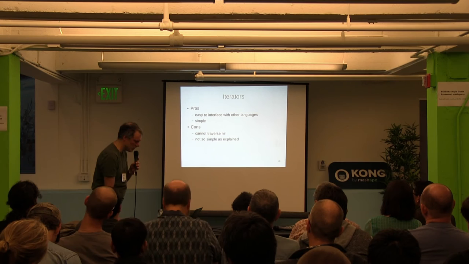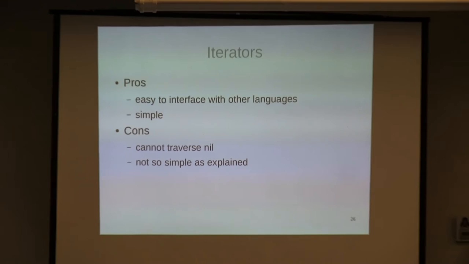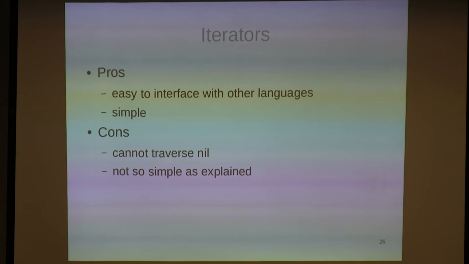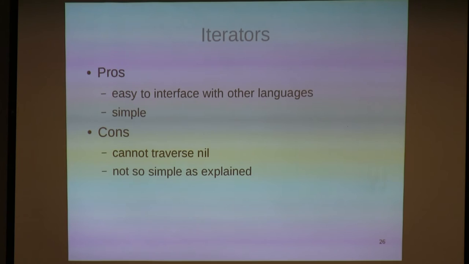Again, the very important point of iterators is that it's very easy to interface with other languages. We don't need almost anything extra in the API, because we're just calling functions, writing functions, functions being called here and there. And it's very simple. And well, the bad parts: first, we cannot traverse nil. We use nil as a special value in Lua, and when the function returns nil, it's a sign that it's to end the iteration.